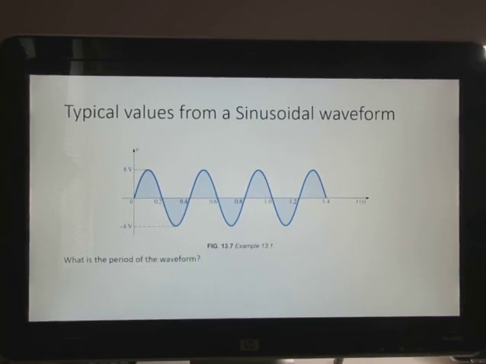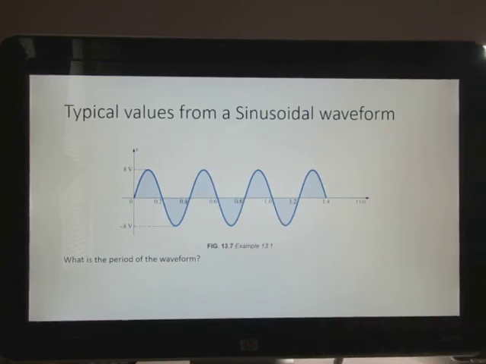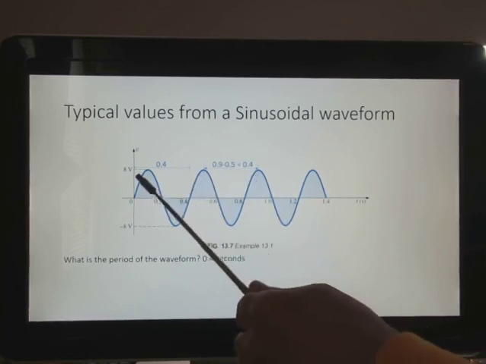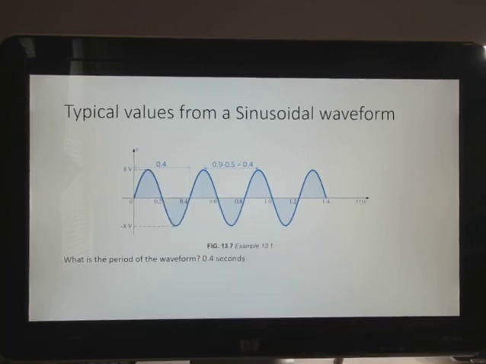What's the period of the waveform? That's where it starts over again. But there's a number of ways to determine that. You can look at the peaks and subtract from where they are. Or you can look at the origin and go in. This one's perfect, it starts at the origin, but they're not always that clean. But 0.4 seconds is the period of this waveform. It's when it starts over again.